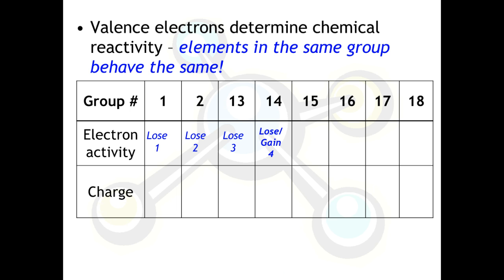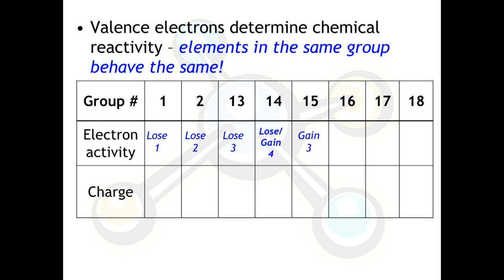Now, here's the one that can go either way. And some of you all had carbon and silicon for your mystery element. And I was like, well, it could go both ways. And it's true. They can either lose or gain 4 electrons. And it just depends what kind of bond they're making or atom they're bonding to that will determine that.